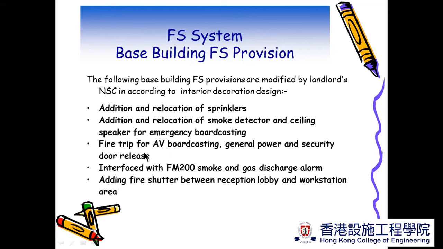Also, there may be some fire trip for AV broadcasting. And also, sometimes we use the security and door release, right, in case of some fire alarm where the door is suddenly open, normally open, but now become closed. Interface with the FM200 and the gas discharge. Right? There may be some other fire shutter as well, right, in the main lobby and workstation area. Workstation means the computer area.